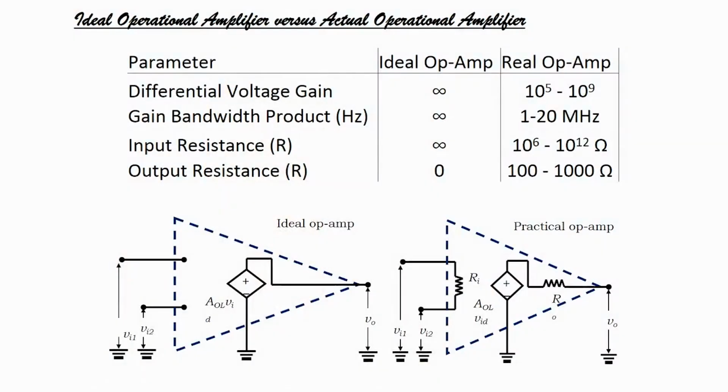If I go to the next slide, I will see that I have to compare the ideal op amp versus the real op amp. If you can focus back on the slide, the parameters are written, ideal op amp and real or practical op amp. That is what we were discussing. Differential voltage gain infinite, gain bandwidth product infinite, input resistance infinite, output resistance 0.